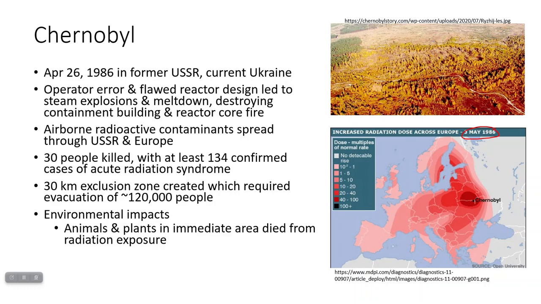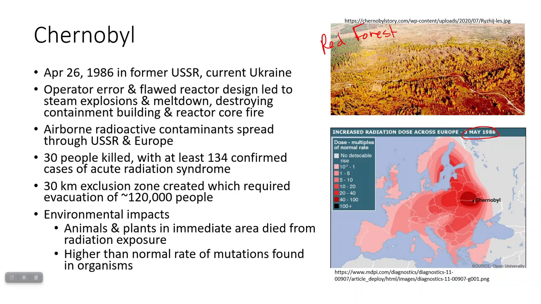Some of the environmental impacts: animals and plants in the immediate area died soon after from the radiation exposure. In fact, this picture up here is what's called the Red Forest. It was a forest area right around Chernobyl where the plants ended up dying and taking on this kind of copperish reddish hue, and the whole forest died.